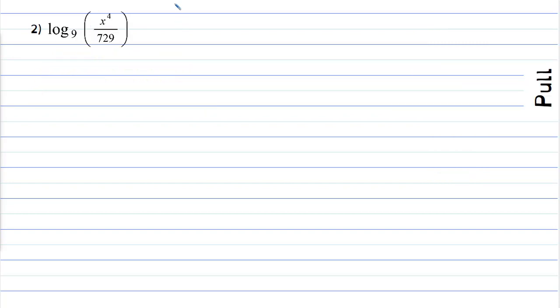So on this one, 729 is not prime. So I need to figure out, what is 729? Well, 729 is made up of 3. But I want to check and see, since I have the base 9, I'm curious, can I do 9 to a power and end up with 729? So 9 to the first is 9. 9 to the second is 81. 9 cubed is 729.